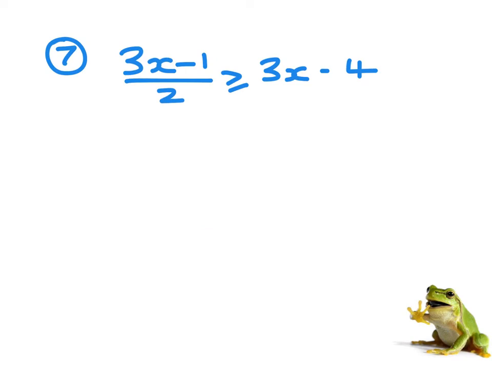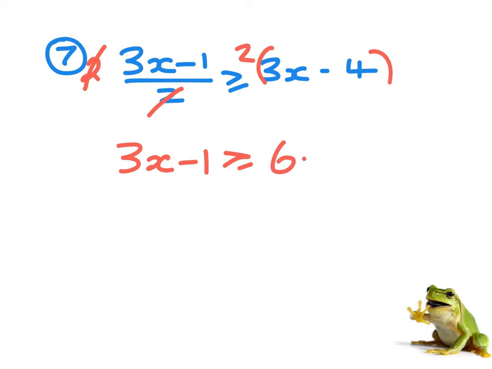Question 7, probably one that will cause most issues. And the issue we've got with this question is the fact that this here is a fraction. And people don't like fractions. So, simply, let's get rid of the fraction. How are we going to do that? We need to multiply the fraction by 2, and we need to multiply this side by 2. If we multiply the fraction by 2, these numbers cancel each other out. So you're left with 3x minus 1. Keep the symbol in. And then you've got to do 2 times this side. So that's going to become 6x, take away 8.